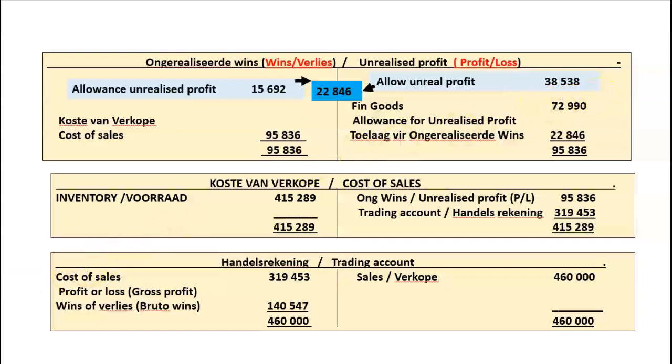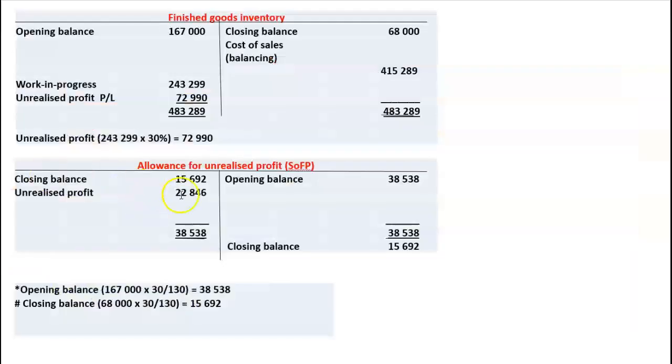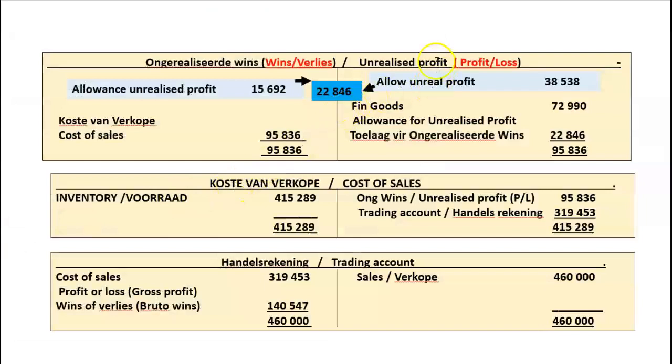Now what they've done in this question, and they do it in a lot of your memos, they only post the movement on the allowance for unrealized profit account to my unrealized P&L account. So here you can see, in order to make this balance, I want a closing balance of 15,692. If I just left my opening balance there of 38,538, and I want to change it to a closing balance of 15,692, I need a debit on this account of 22,846. And I would have posted the credit side of that entry to my unrealized profit P&L account, 22,846.